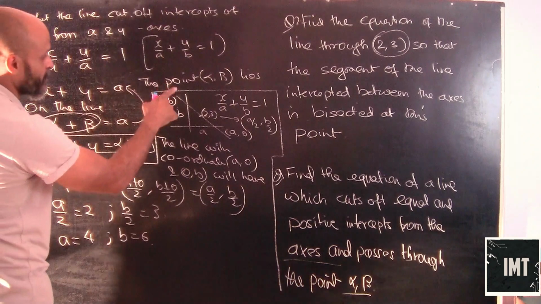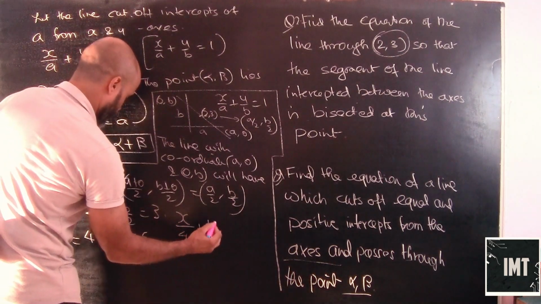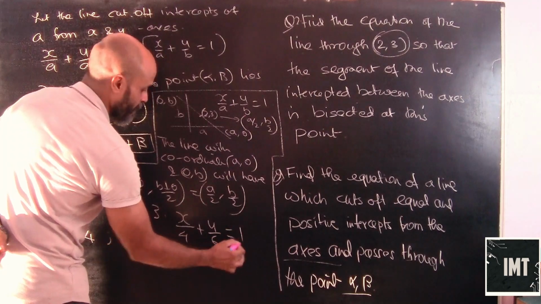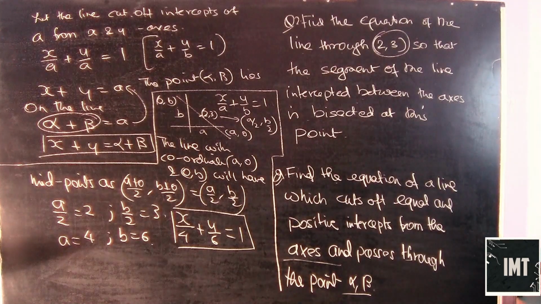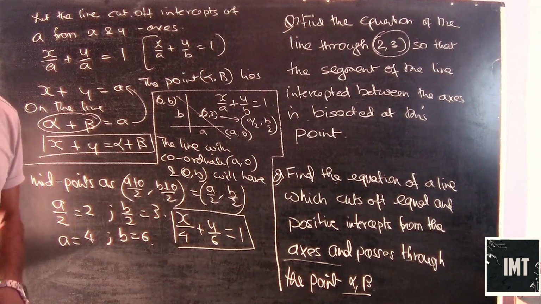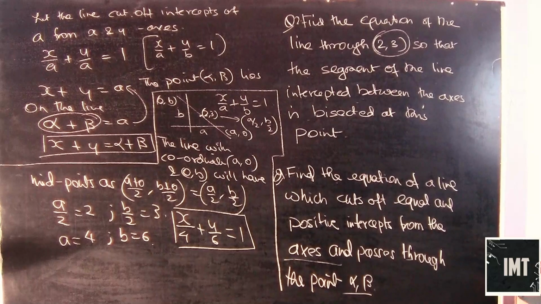So, we can write the equation of the line as x by 4 plus y by 6 is equal to 1. Okay, so those were the two problems that we were dealing with. You can take a snapshot of the same.